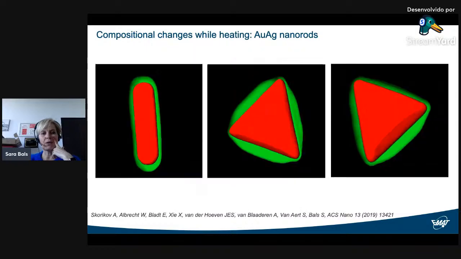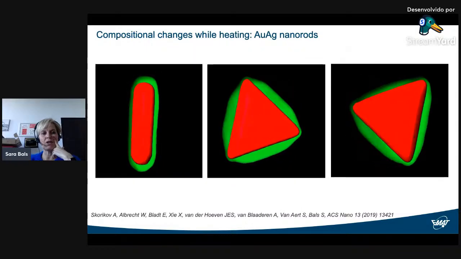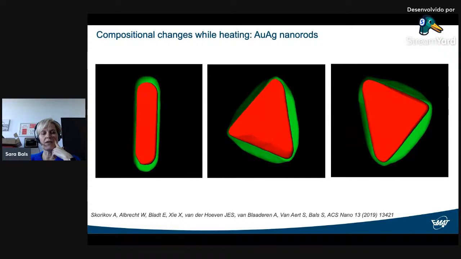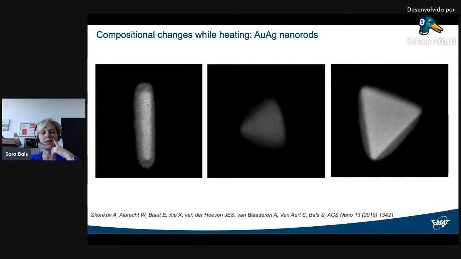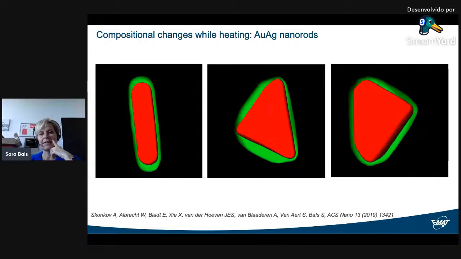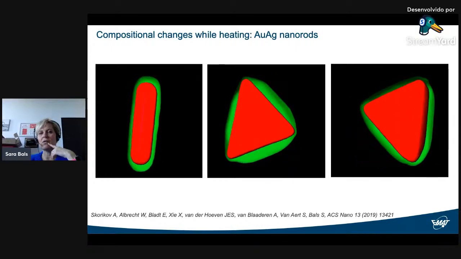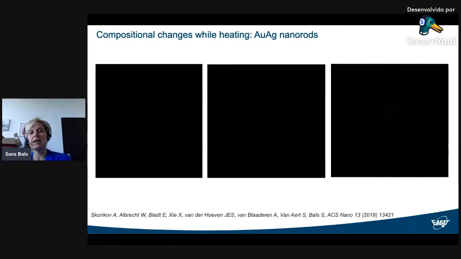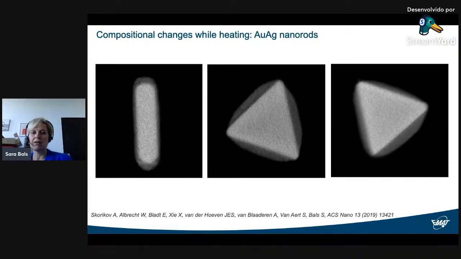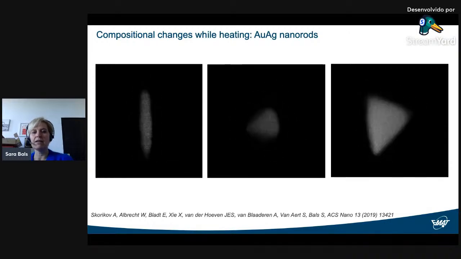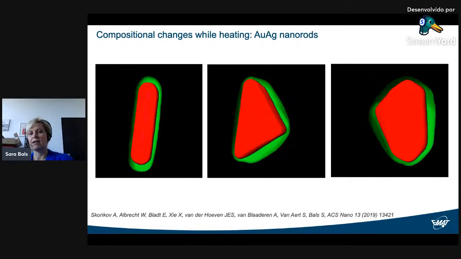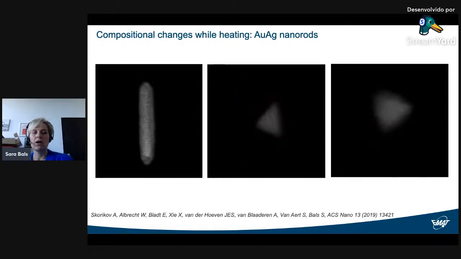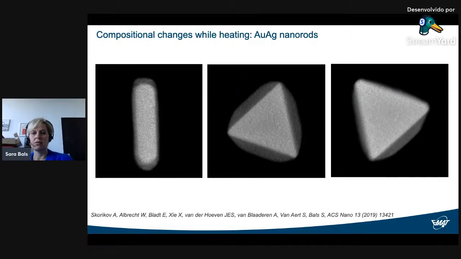So we did this for 3 different systems. We have a core shell nanorod, and we have 2 core shell nanotriangles. And you will see that the nanotriangle on the right is slightly more asymmetric. And also the composition is a little bit different in contrast to the 2 particles, the one on the left and in the middle. The composition of this asymmetric nanotriangle has 70% gold, whereas the other ones have 60% gold.